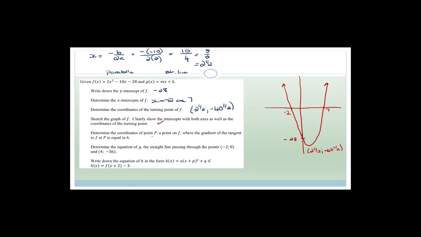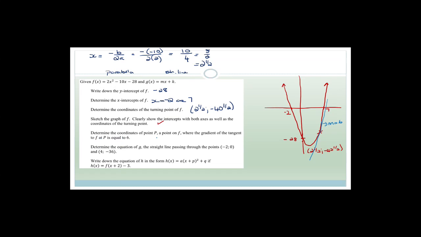Now it says determine the coordinates of P, a point on f, where the gradient of the tangent to f at P is equal to 6. So they're saying that there's some random point here, which when it has a tangent to it, is going to have a gradient m equal to 6. And they want to know what that point is.